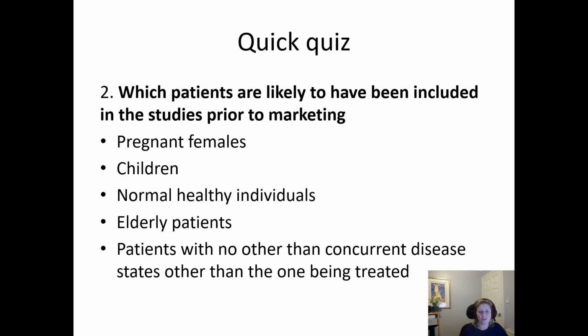The second question thinks about, within those clinical trials, what type of patients do we normally have in a clinical trial? Do we have patients who are pregnant, who are children? Are they normal healthy individuals? Are they elderly? And are they patients with concurrent diseases? Okay, so in a typical clinical trial where they're testing a medicine to see whether it has an effect, see whether it has any adverse drug reactions, whether it's safe to market, what population are they testing it in?